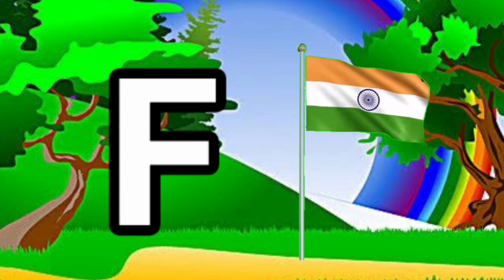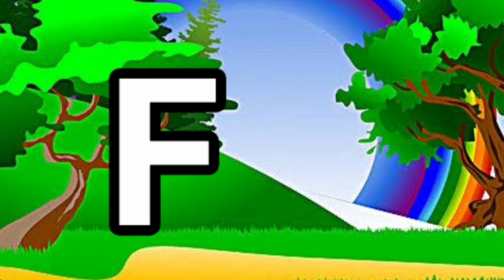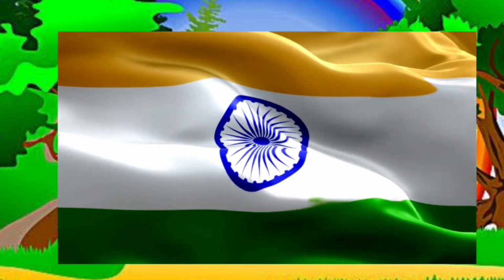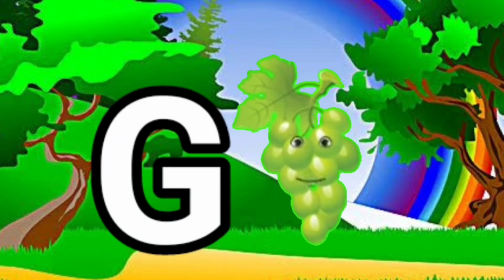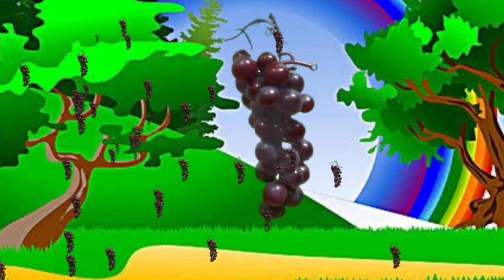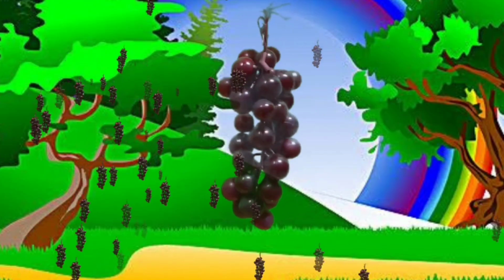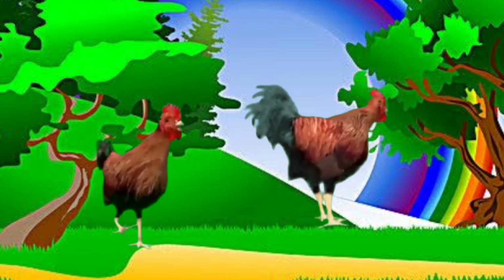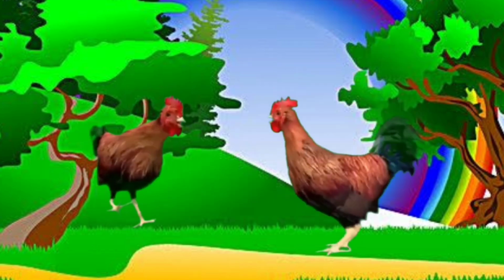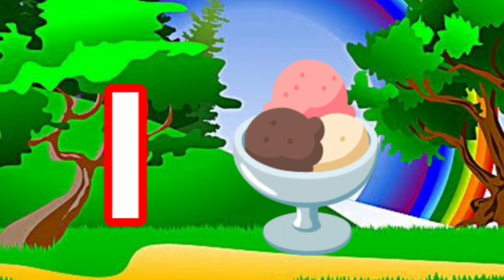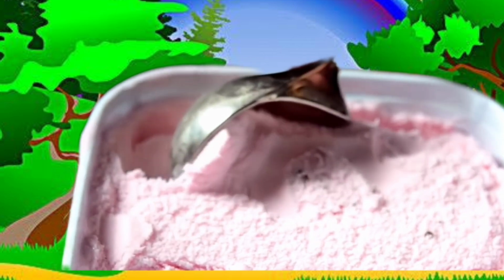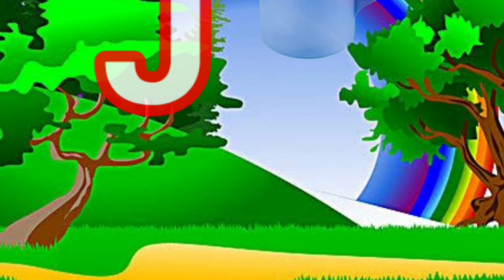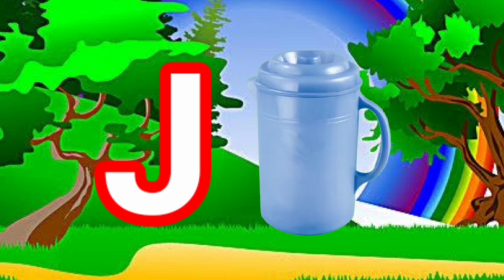F for flag. G for grapes. H for hen. I for ice cream. J for jug.